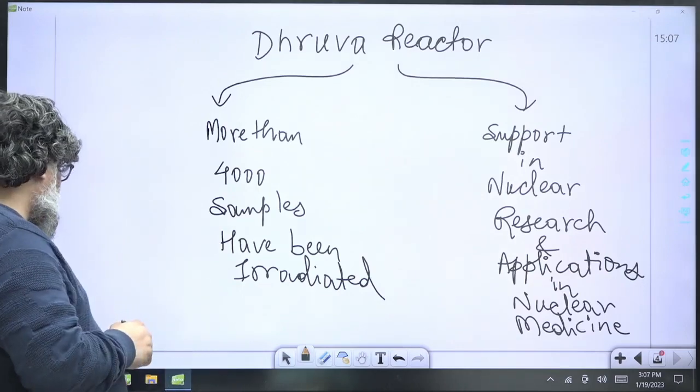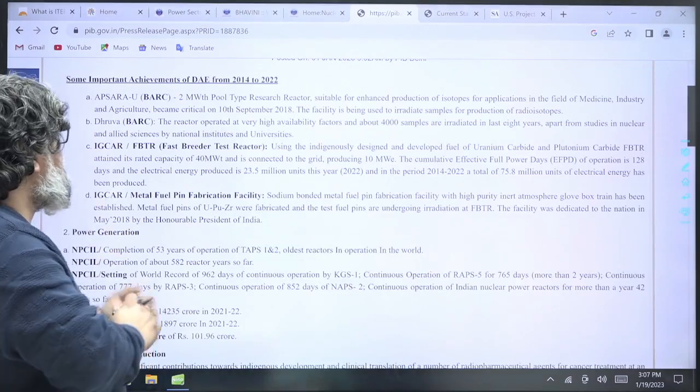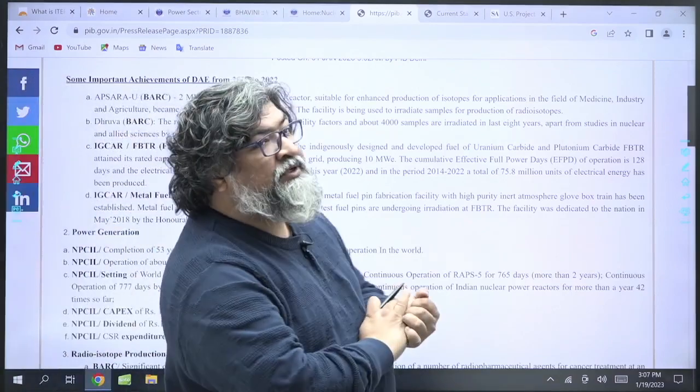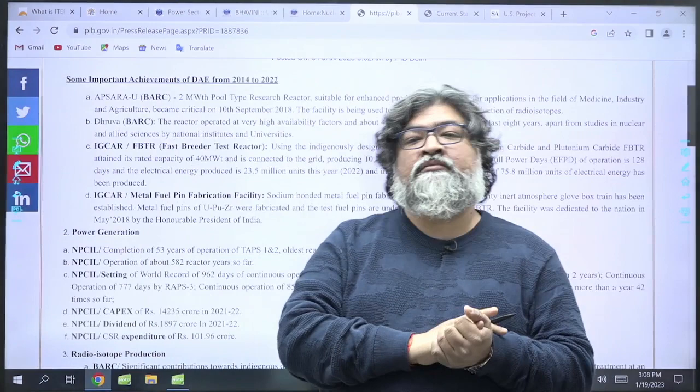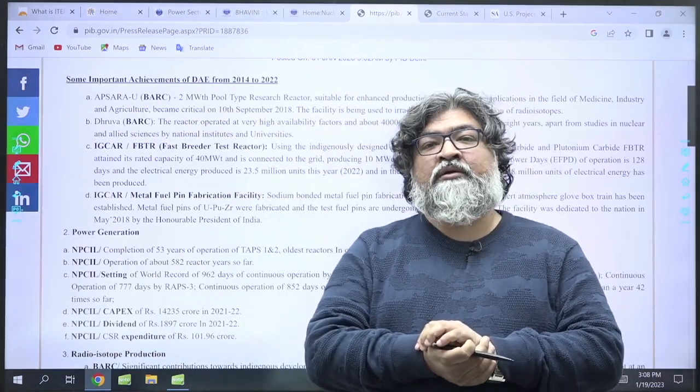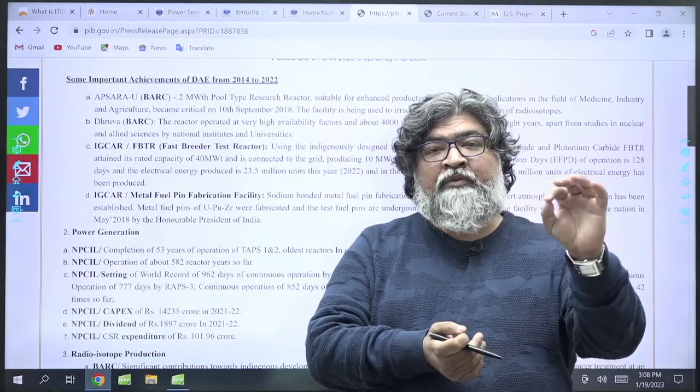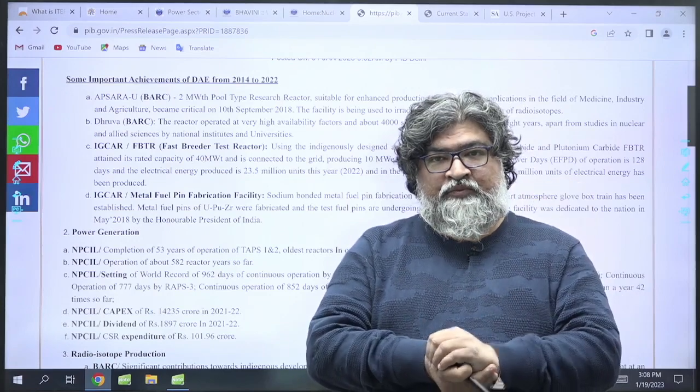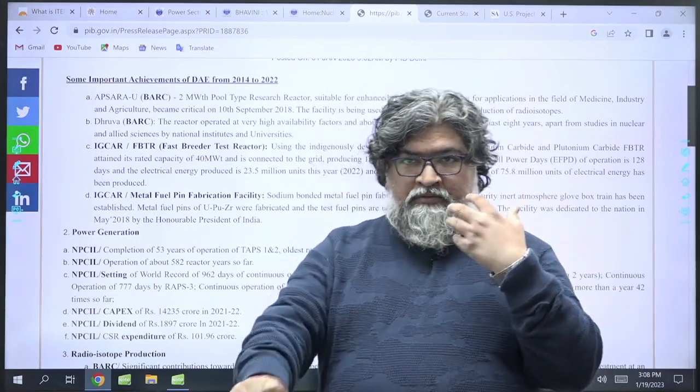If we go back here, now what is given here? Very, very important one: Fast Breeder Reactor, FBR technology. Now in India, we have 3 stages of nuclear power program, which has been developed through the vision of Dr. Bhabha.